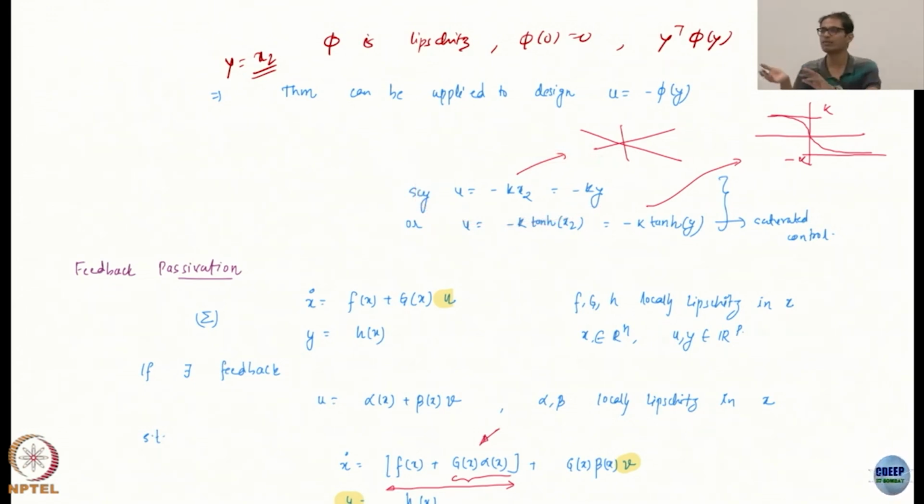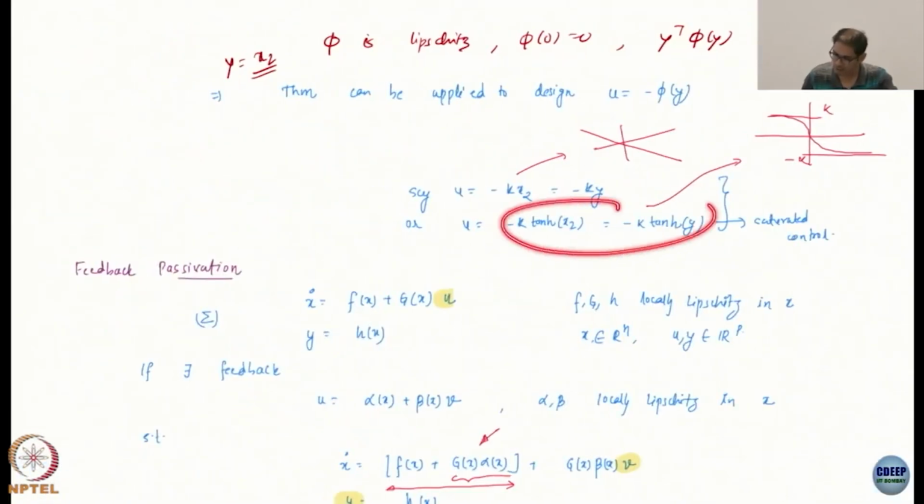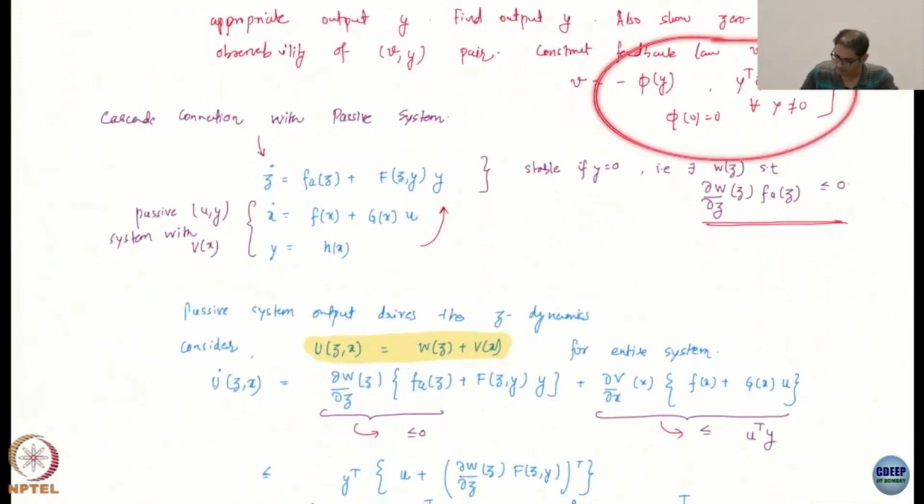Because it's v transpose y, right? So if you know the y, then you construct v as minus k y, then v transpose y is minus k norm y squared, negative definite in y. Okay, so that's already done. You can of course construct these saturated controls also, like minus k tanh y. This just ensures that your control remains within some range, like a saturated control. Alright, but otherwise, once you identify a y, doing this is very easy.